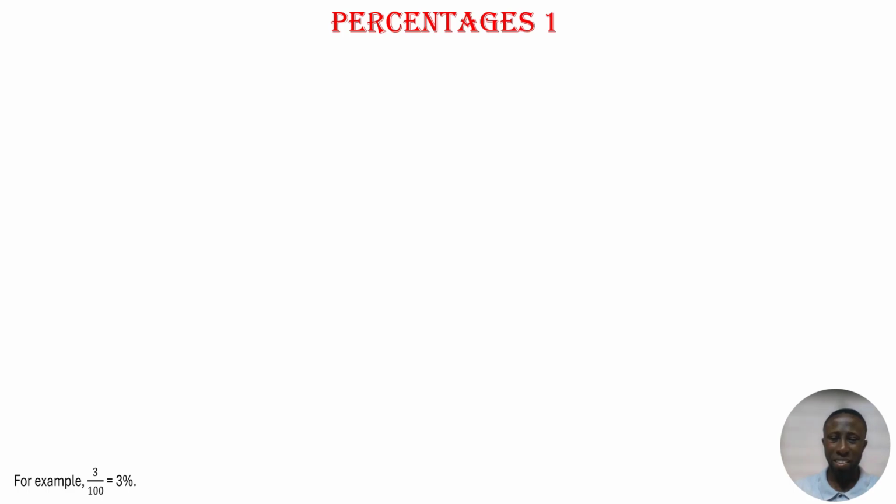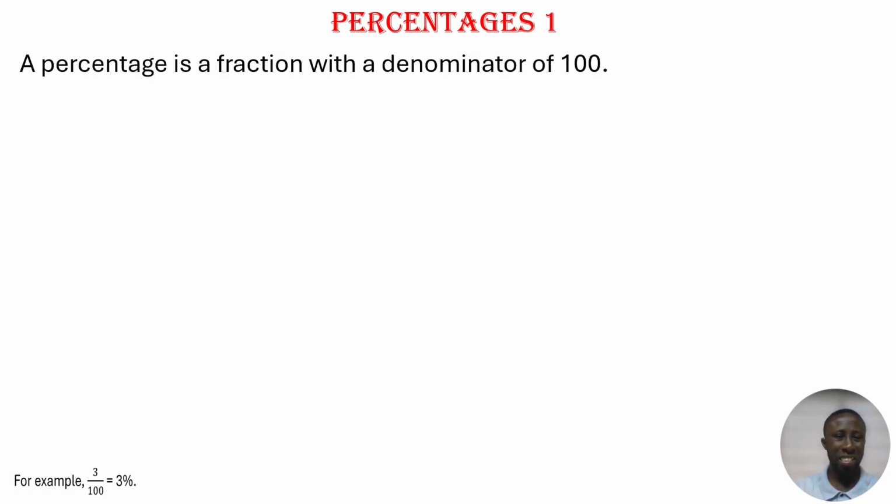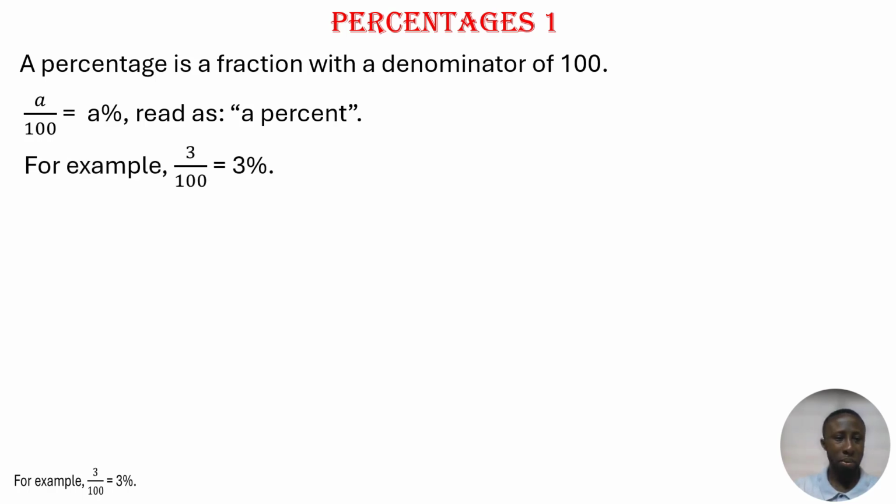What is a percentage? A percentage is a fraction with a denominator of 100. So any fraction with a denominator of 100 is a percent, and we read it as a percent. A typical example of a percentage is 3%.